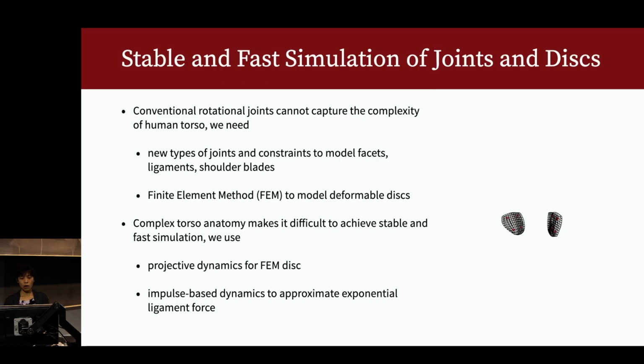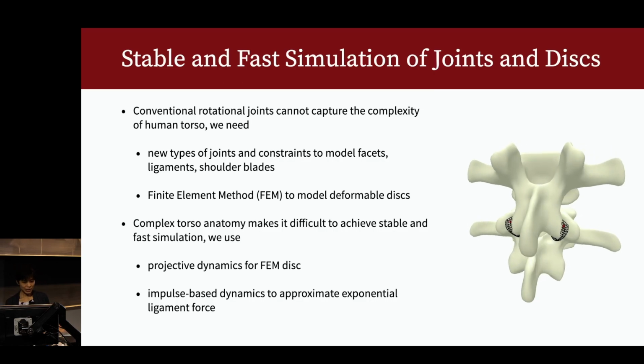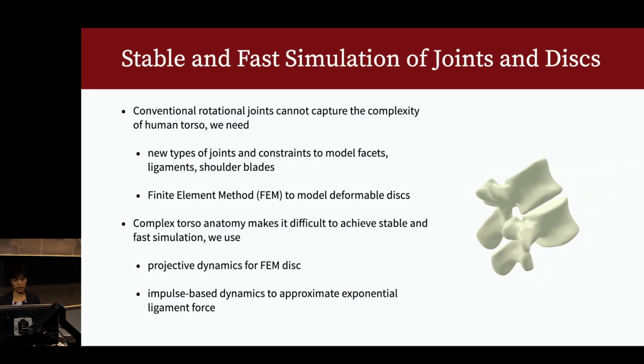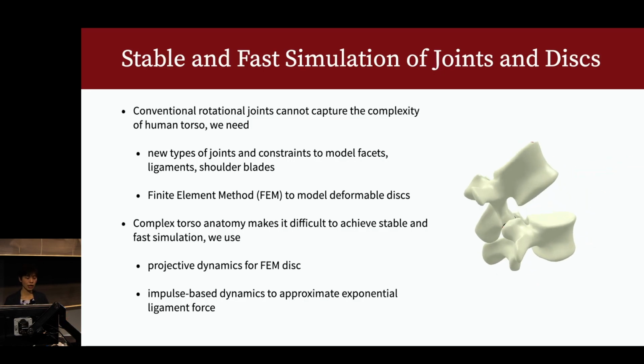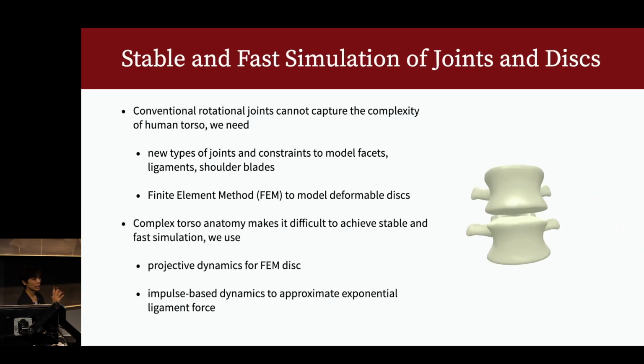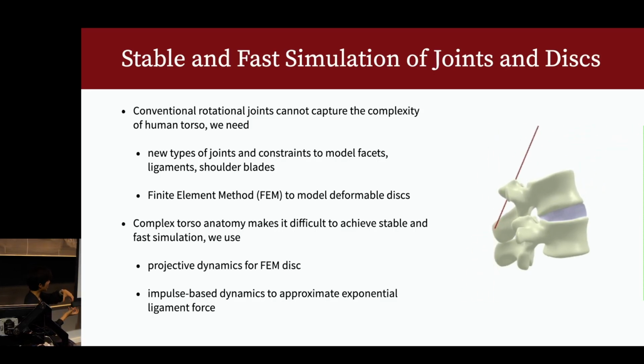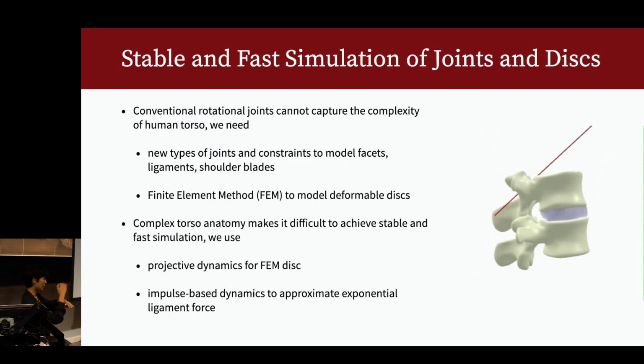To be able to simulate all these new elements in the human body, we need to expand the current physics engine with new functionality. So first, we need to be able to simulate new types of constraints so that we can model these facet joints correctly. We also need to incorporate finite element methods to simulate these deformable discs. But when you put the bones, the vertebrae, which are rigid bodies, and those finite element discs together, you stack them into a long chain.